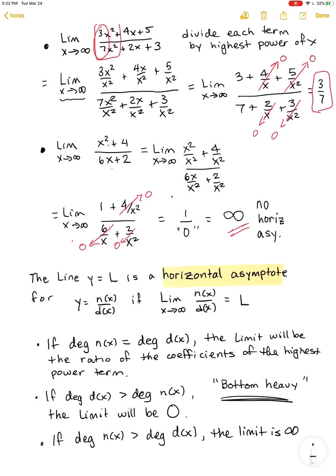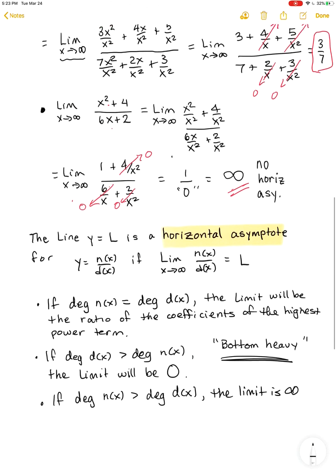But so if the powers are the same, just look at the ratio of the coefficients. If the bigger power is on the bottom, the limit is 0. If the bigger power is on the top, the limit will be infinite. And whatever the limit is, that's the horizontal asymptote. A horizontal asymptote is a line, so you're going to write the equation of the line. y is equal to that number. It's the horizontal line.